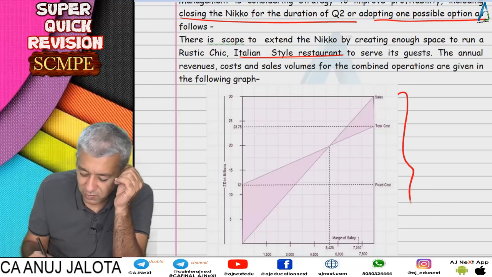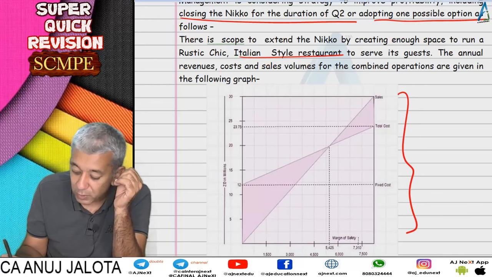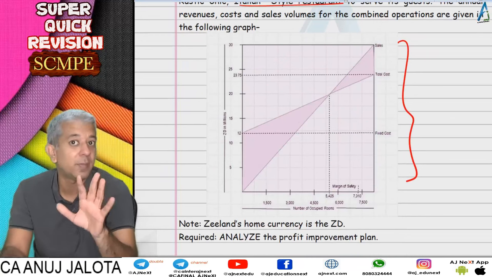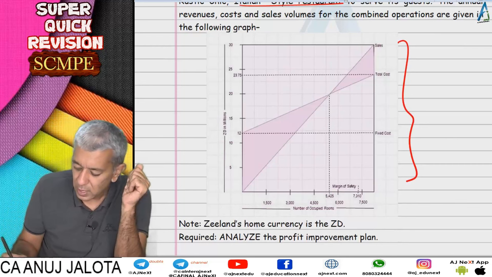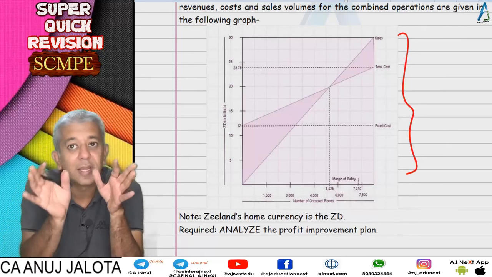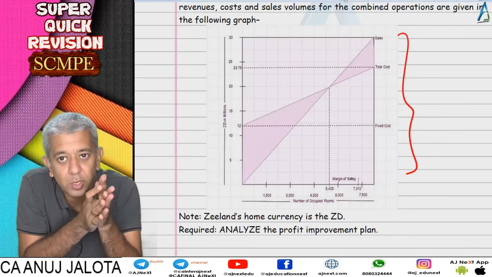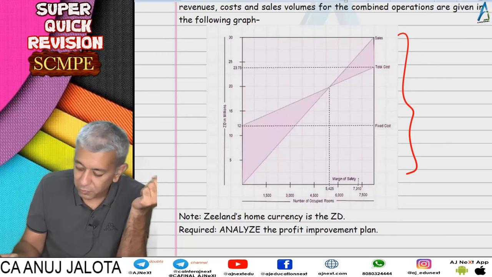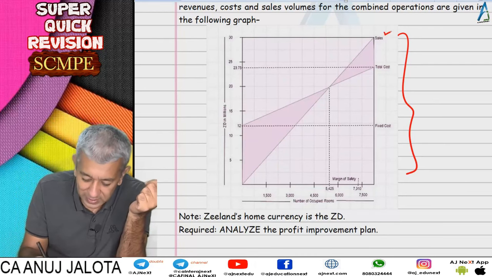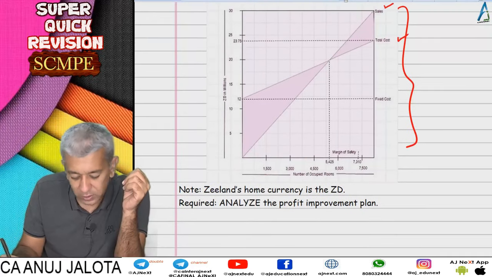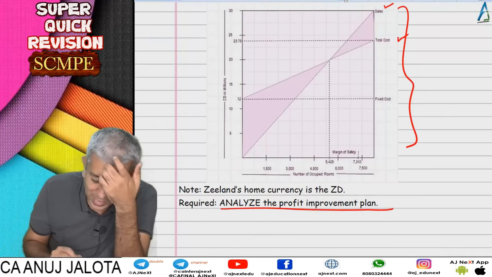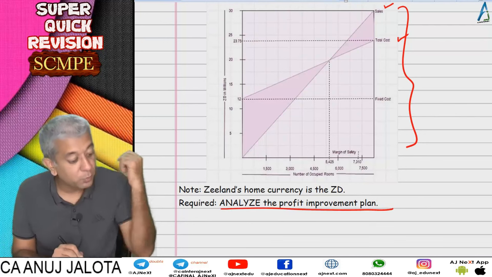Instead, they have given you a graph. This graph is part of the question, not part of the answer. It's not made by us. It is made by the question only. Okay, so it's part of the question, please. Now, from here, you have to try to get all the details as such. What details? You will have to get what will be the sales, apart from that what will be the cost, and so on. From here, we gather all the details, and they have asked you to analyze the profit improvement plan.